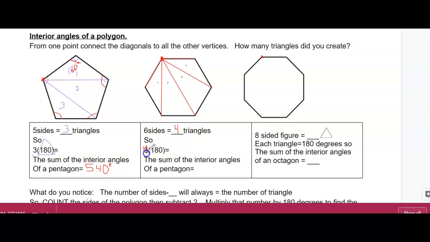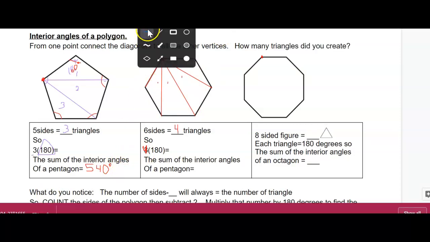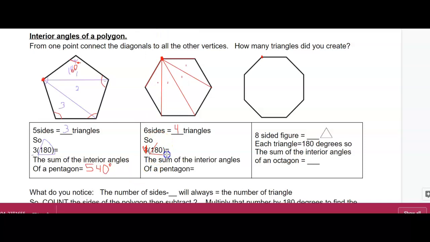Oh, so this should be a 4. So 4, not 3, 4. Can you guys fix that real quick? 4 times 180 is, go ahead and type that into your calculator and see. 4 triangles, each one is 180, so 4 times 180. And I always like to make a little triangle right here, like this, so you know that each triangle is 180. So 4 times 180 is, good, it's 720 degrees.